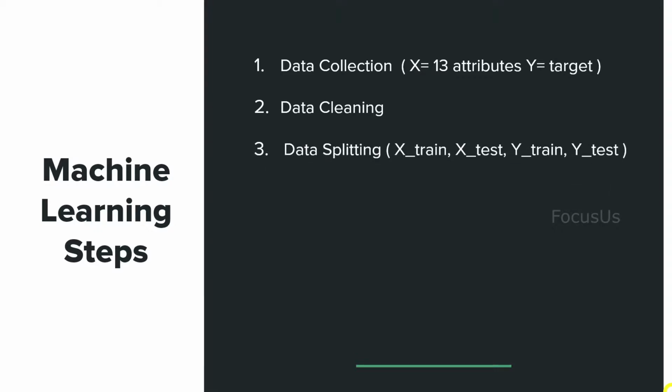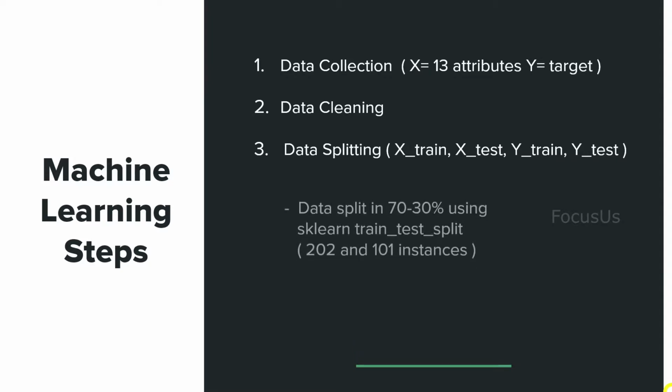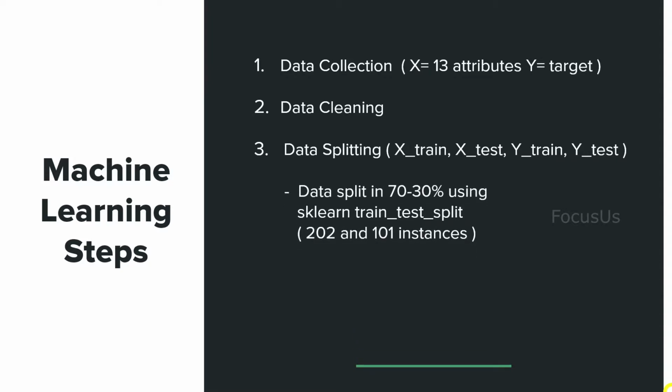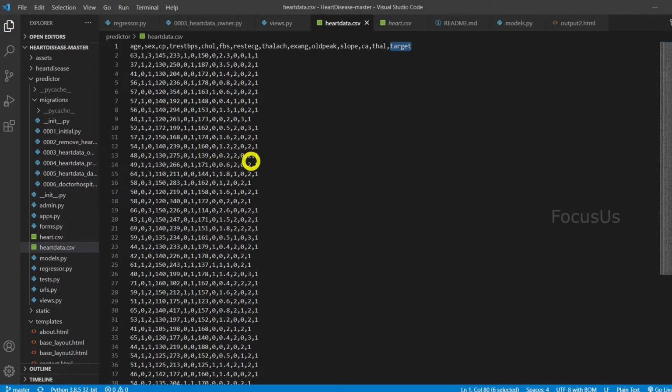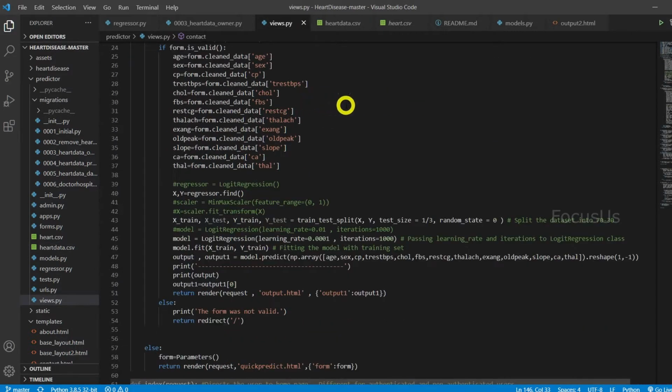Now in the third step, we need to split the dataset into training and testing data. As the name implies, training data is used to train the model, whereas testing data is used to test the model. In this project, the dataset is split into 70% and 30% with the help of Sklearn train test split. Among these 303 instances, 202 are for training, whereas 101 are for testing. If you see here in views.py, then we have split the dataset into 70-30, which is 1/3. It is right here. So our X and Y, which we denoted for the 13 different attributes and the target, are split.